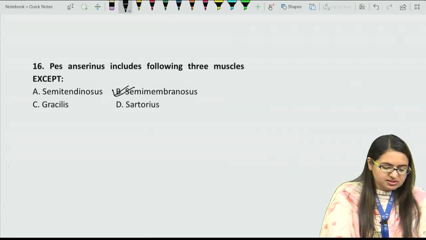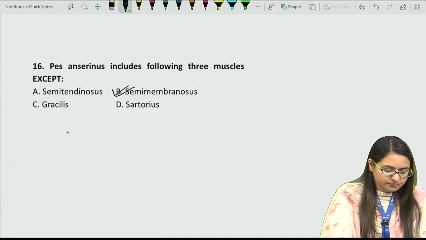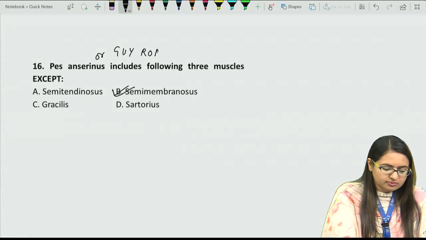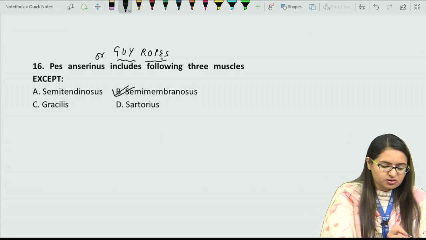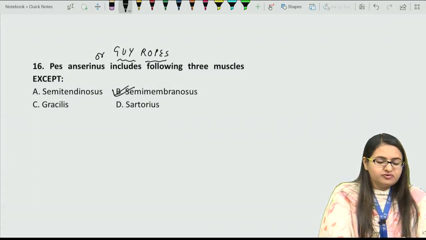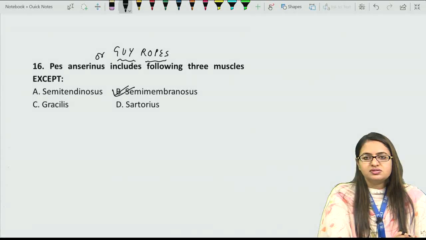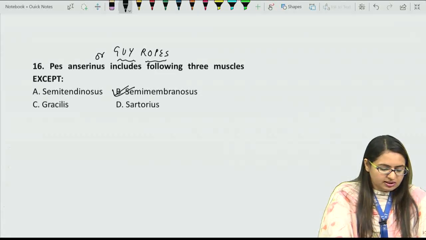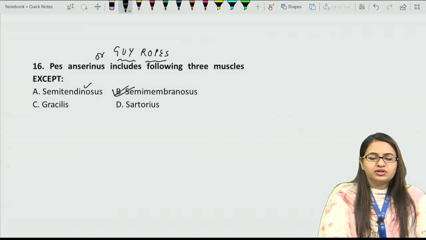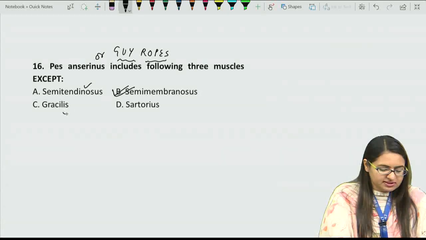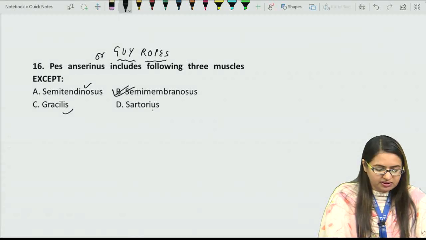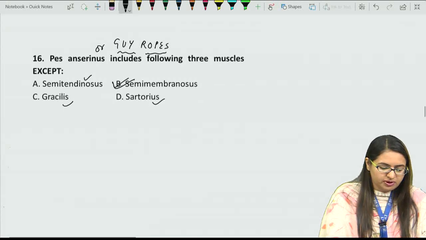If we see the pes anserinus, the word means, it is also termed as guy ropes. The three muscles which are included in this are from the three compartments. The semitendinosus muscle is from the posterior most compartment, gracilis muscle from the medial most compartment, and sartorius muscle from the anterior most compartment.